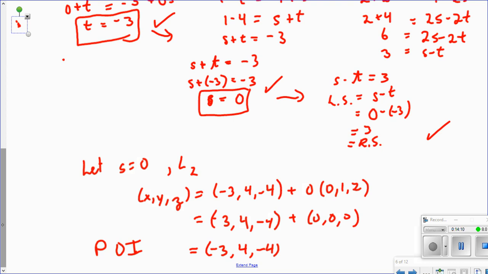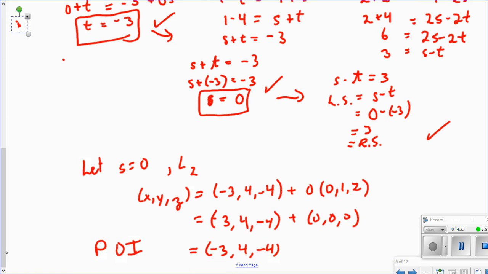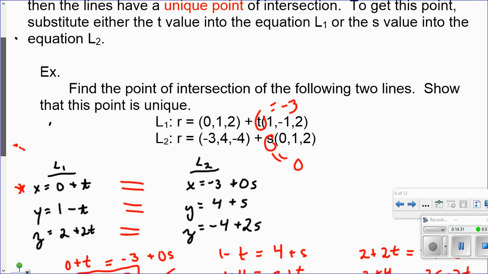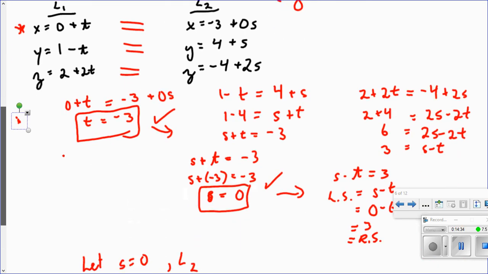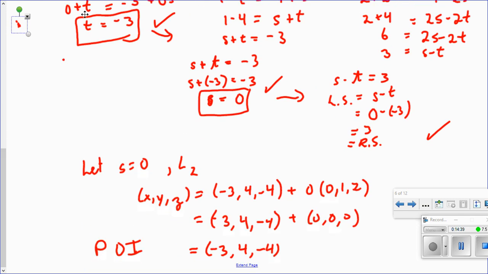I could have gotten that same point if I had chosen t to be negative 3. So I would have had 0 minus 3, 1 plus 3, and 2 take away 6, and that would have been the point negative 3, 4, and negative 4. That's really how we do things. We expand our vector equations to parametric equations, write them out and equate components. We try to solve the system, and if it can be solved, then we think these lines are going to intersect.